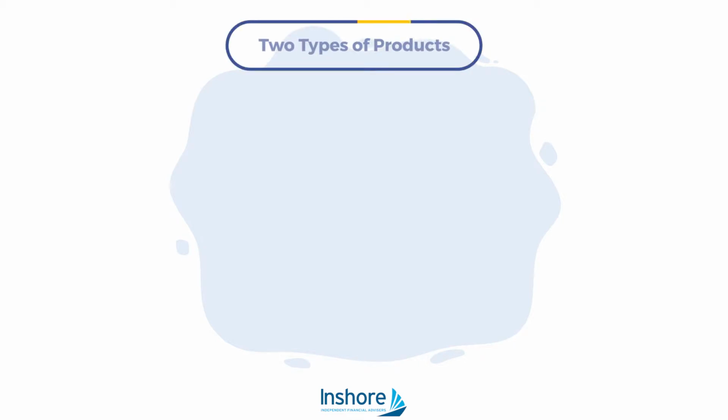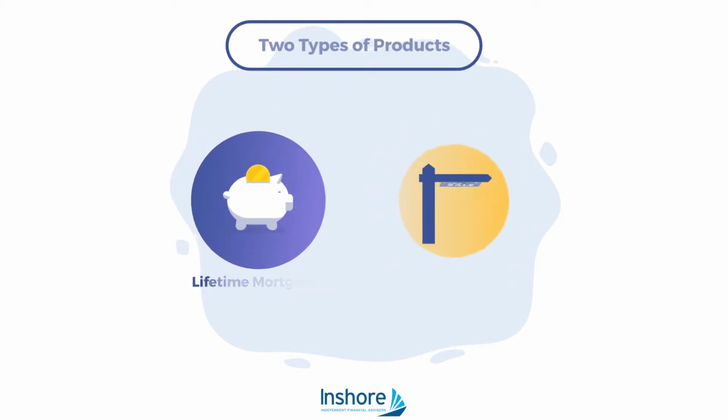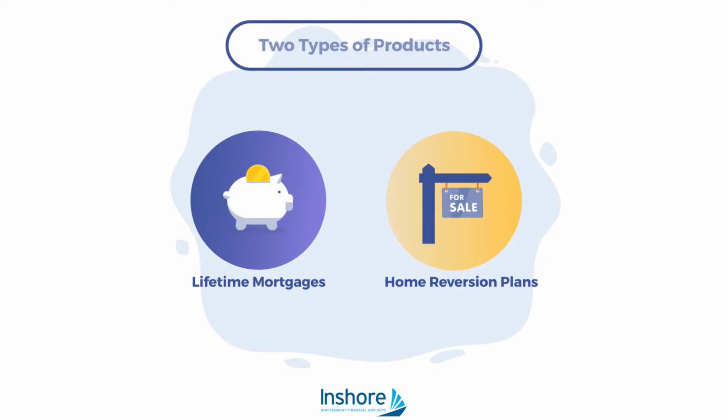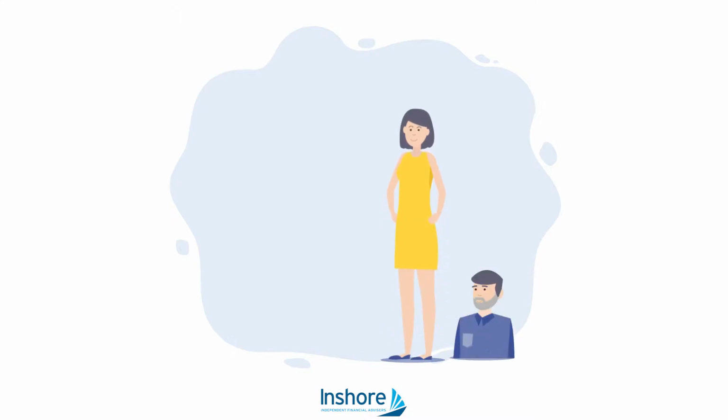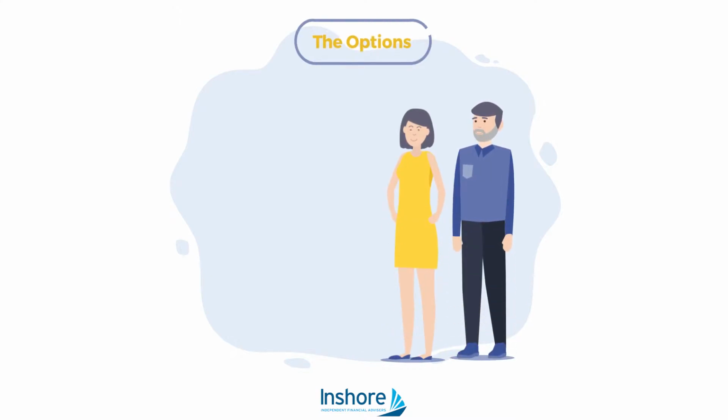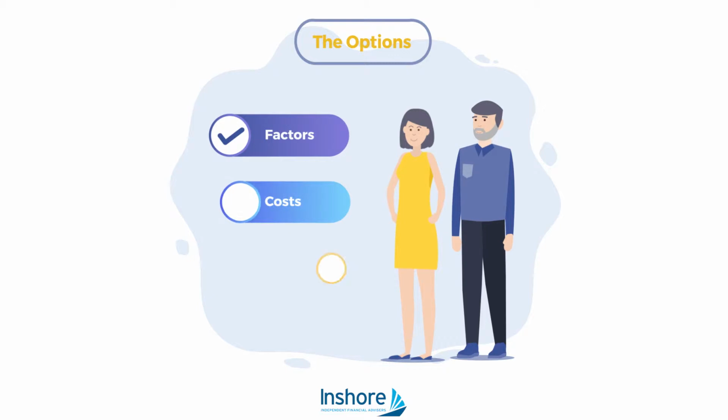There are two main types of equity release products, which are called lifetime mortgages and home reversion plans. Lifetime mortgages are where you take a loan against your property. Home reversion is where you sell a part or all of it. It is important, if you are considering any form of equity release or borrowing, to look at your options carefully, comparing all the factors, costs and legal aspects.